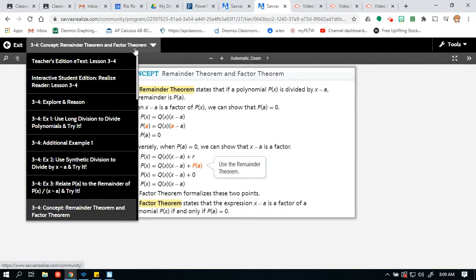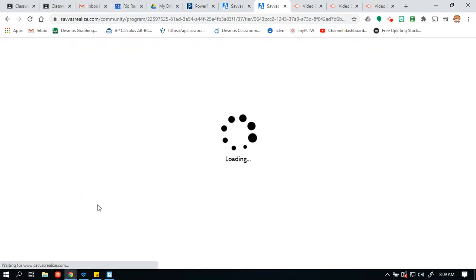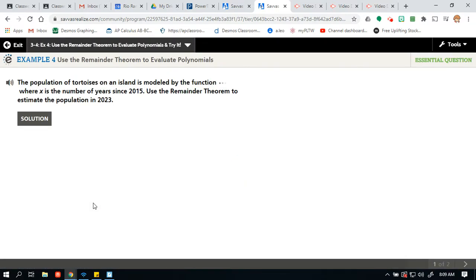All right, so let's use this for example 4. Let's jump into example 4 here. Use the remainder theorem to evaluate polynomials. The population of tortoises on an island is modeled by the function P of X equals negative X cubed plus 6X squared plus 12X plus 325, where X is the number of years since 2015. Use the remainder theorem to estimate the population in 2023.